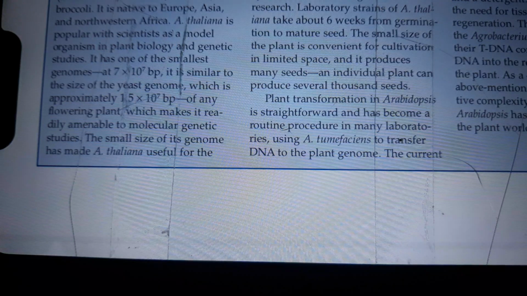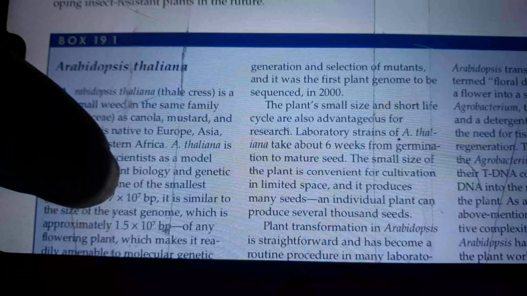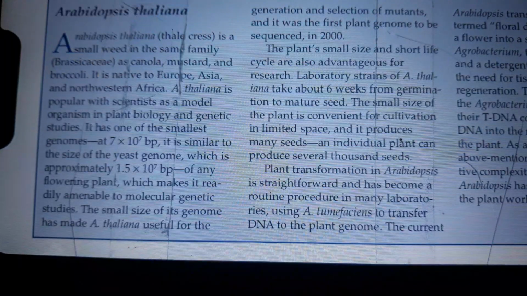It is similar to the size of the yeast genome, which is approximately 1.5 × 10^7 base pairs, and the smallest of any flowering plant, which makes it readily amenable to molecular genetic studies. The small size of its genome has made A. thaliana useful for the generation and selection of mutants, and it was the first plant genome to be sequenced, in 2000. The plant's small size and short life cycle are also advantages for research.